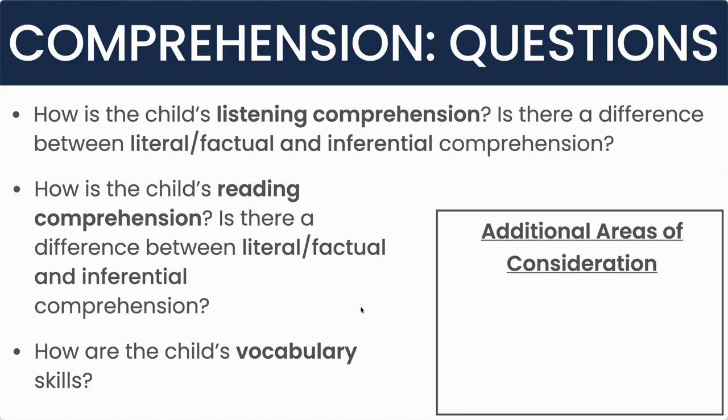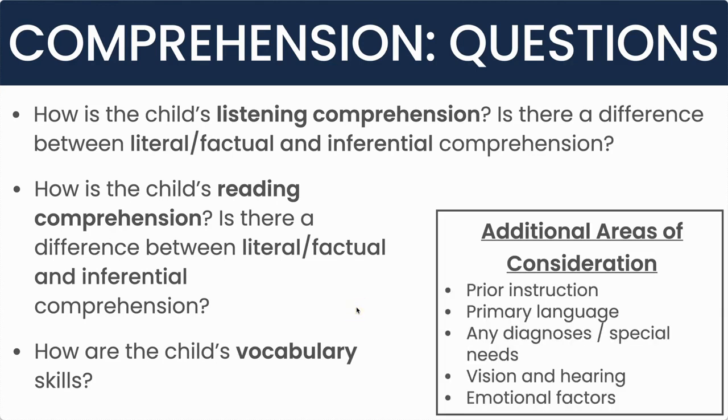Some additional areas of consideration: prior instruction, the student's primary language. Many times we'll have a kid that can decode, but especially as the texts grow more challenging and more complex, you may have a student learning English appear to be proficient with English conversationally, but then they're really struggling with the demands of the text. So it may be a language barrier as opposed to a true comprehension difficulty.